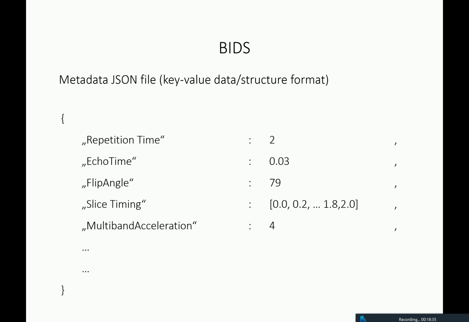They are files for key value data, so where you have something that is called something, and that takes on a given value. And basically these JSON files just encode machine-readable key value data. So for example, in this case, repetition time, echo time, flip angle, slice time, and so on, for which you then have values.